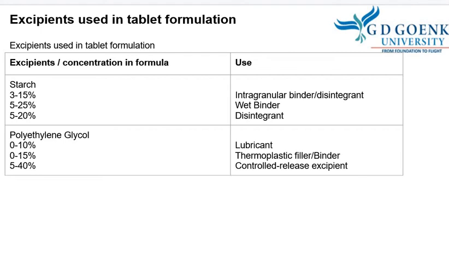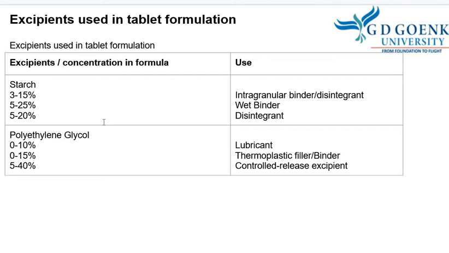There are certain other grades of starch like cornstarch, maize starch, and even for that matter pre-gelatinized starch in different concentrations can serve several purposes. For example, in 3 to 15% it is used as a binder or a disintegrant. 5 to 25% it is used as a wet binder, that means in solution form in purified water. 5 to 20% it is used as a disintegrant.